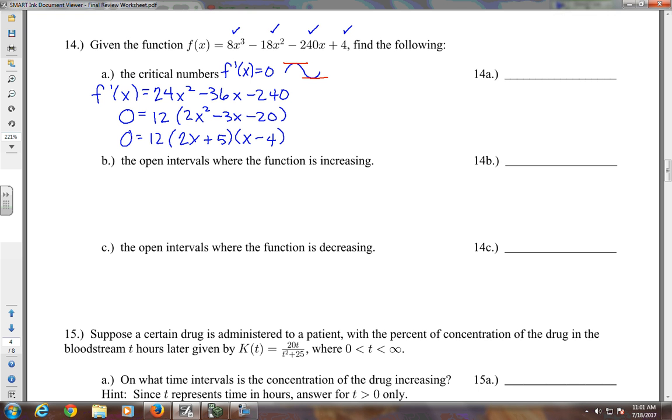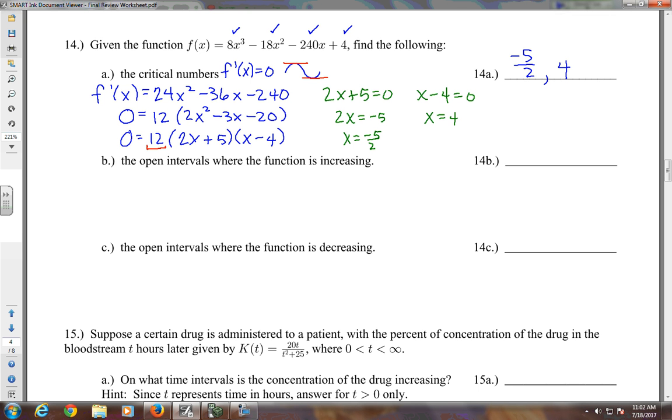Now, I'm going to set each factor equal to 0 and solve for x, except for this little constant. 12 equal to 0 would not make sense. So ultimately, I can ignore that constant coefficient. I'm going to set each of these little factors equal to 0 and solve for x. Looks like one of our critical numbers is negative 5 over 2, and the other one is 4. So we have two critical values. That means points where we might possibly have either a relative maximum or a relative minimum.